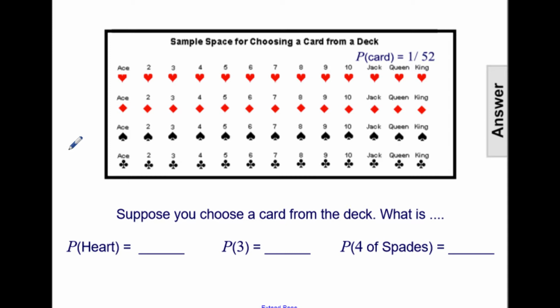Here's another example looking at our sample space of choosing a card from a deck. This is a standard deck. These are your 4 suits where you have 2 through 10, Jack, Queen, King, and Ace.